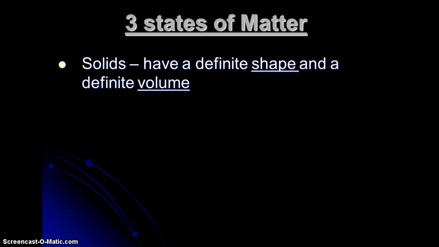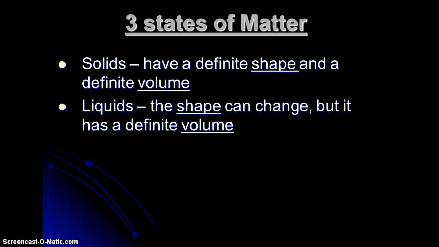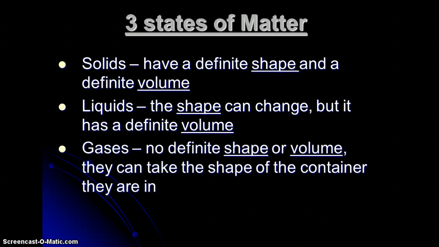There's 3 states of matter. Solids have a definite shape and a definite volume. Liquids, the shape can change, but it has a definite volume. And in gases, there's no definite shape or volume. They can take the shape of the container they're in.